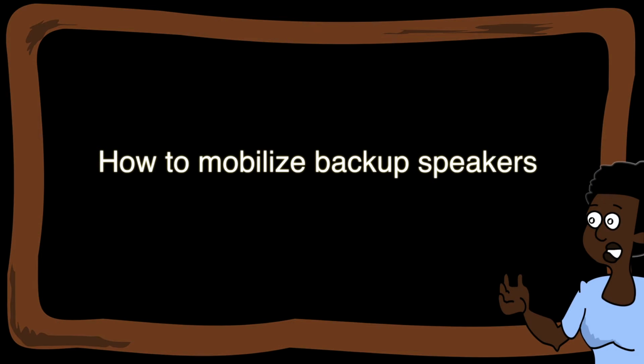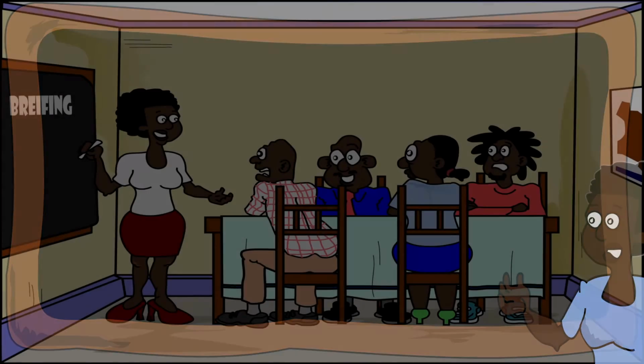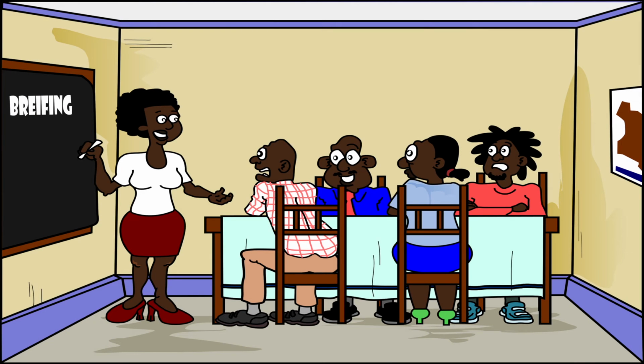How to mobilize backup speakers. Although the elected leaders may confirm their attendance at the forum, it is a good idea to have one or more backup speakers available to speak to the community in case the speakers do not show up or are late. The main theme of the forum can suggest an appropriate backup speaker. Explain that they will be attending as backup speakers, but that even if they do not address the forum, they may be requested to offer advice on their area of expertise.